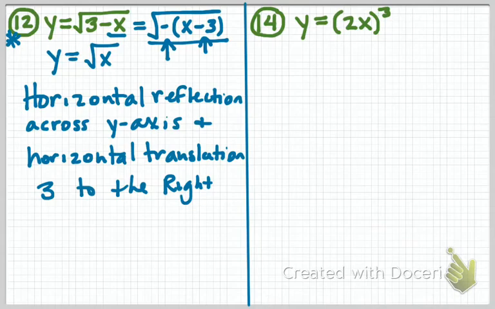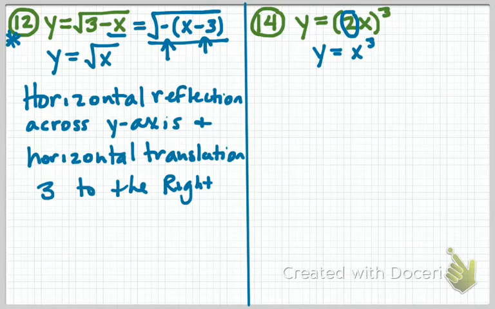And again, even if the directions didn't tell us, because we see a cube, we want to think about the most basic or parent cubic function, which is just y equals x cubed. And the difference we see between these two equations is that 2 on the inside. So again, inside backwards and horizontal effect.